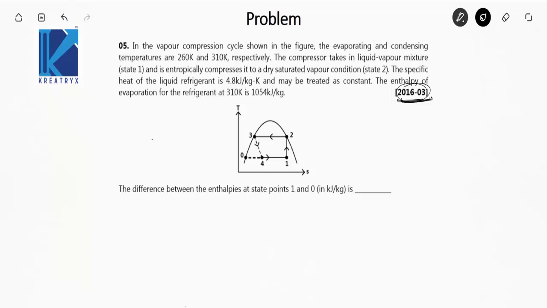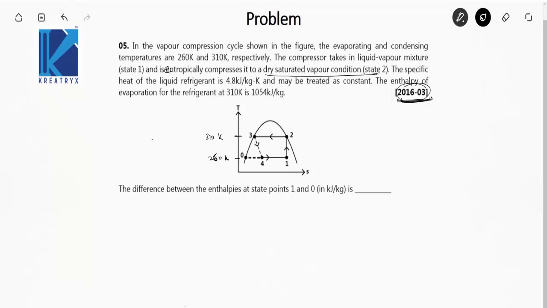In the vapor compression cycle shown in the figure, the evaporating and condensing temperatures are 260 Kelvin and 310 Kelvin. So this is the condenser temperature, that is 310 Kelvin, and this is the evaporator temperature, 260 Kelvin. The compressor takes in liquid vapor mixture at state 1 and isentropically compresses it to a dry saturated vapor condition at state 2.